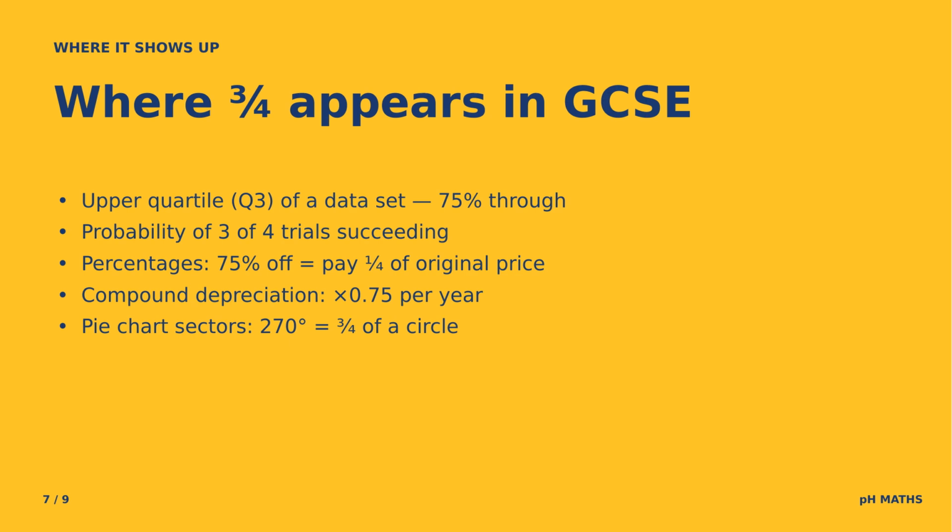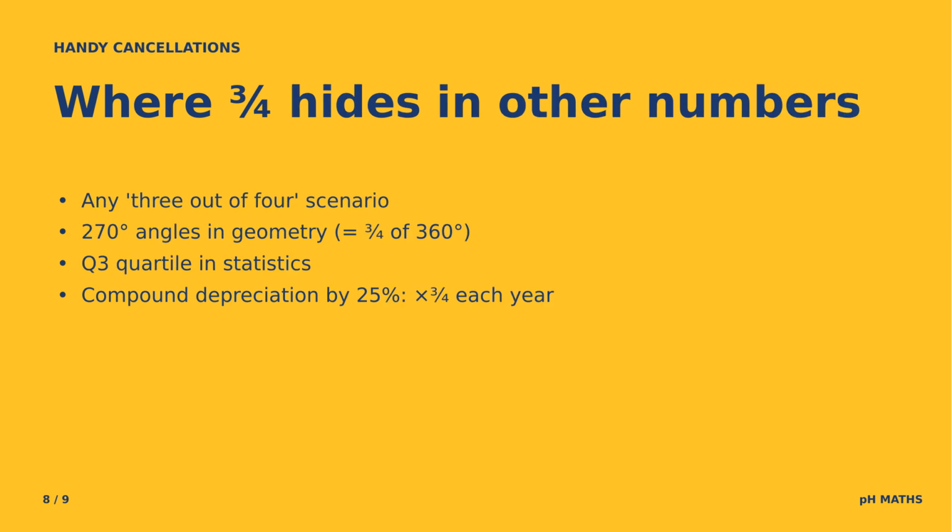of a circle. Where 3/4 hides: any 3 out of 4 scenario, 270 degree angles in geometry, that's 3/4 of a circle. Quartile 3 in any statistics question, compound depreciation by 25%, and any geometric series with ratio 3/4 that the question asks you to sum. 3/4 is the go-to multiplier when a problem mentions a quarter each year.